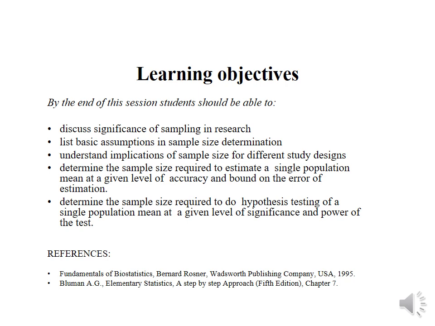These are the references: Fundamentals of Biostatistics by Bernard Rosner and Blumen. Blumen is very easy to read and understand, and I recommend it for our new students. And don't get bogged down by the verbosity of the words or the learning objectives. They will be very simple when you go and read about them.